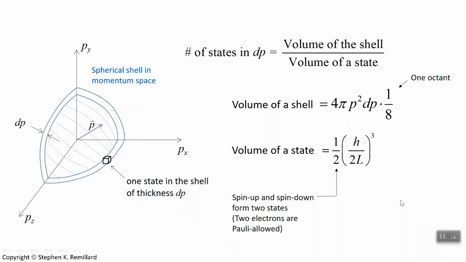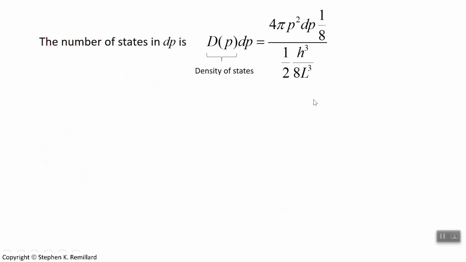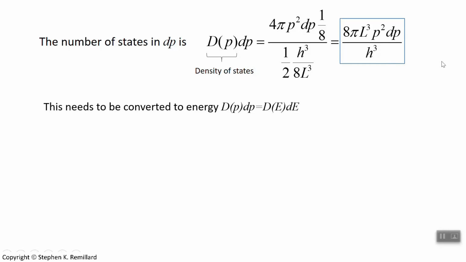What remains to be done now is not very complicated. Put these expressions in this word equation up here, the volume of the shell and the volume of a state. So I'll do that right now. D of p, the density of states, times dp is the volume of a shell divided by the volume of a state. Do a little simplification, cancel stuff out, and have a nicely packaged expression. I'll put dp at the outside of the expression just for good form. So D of p dp is 8 pi L cubed p squared over h cubed times dp.